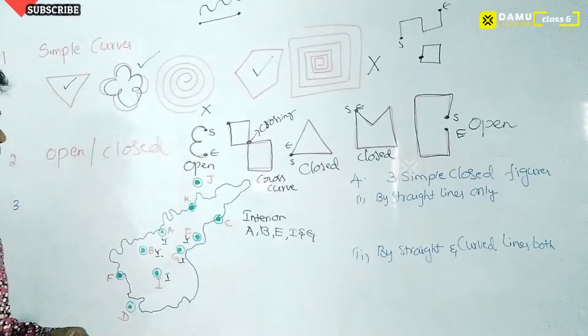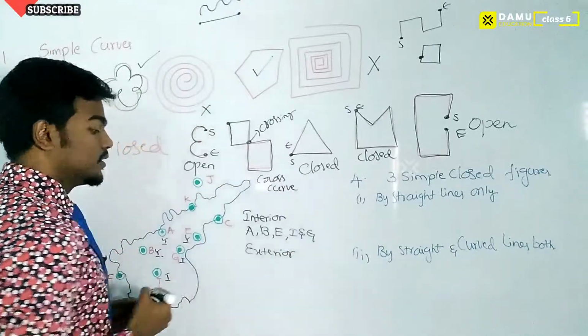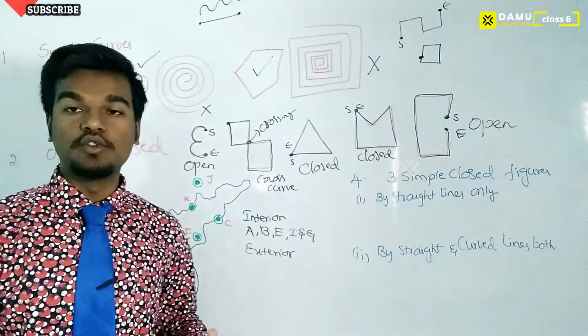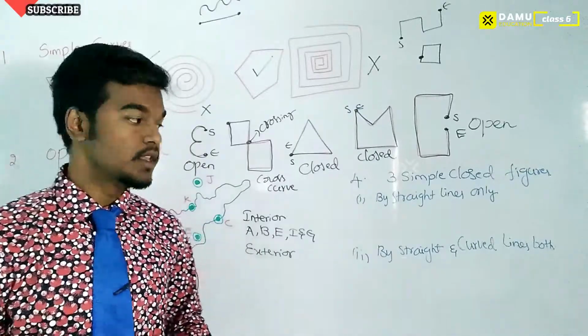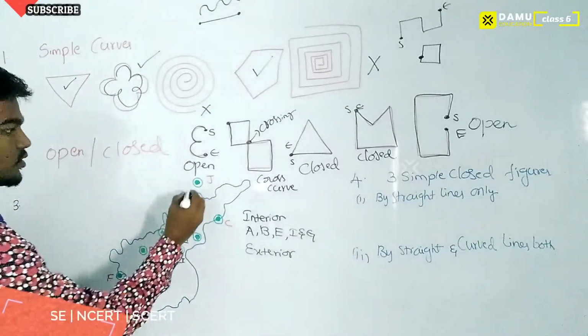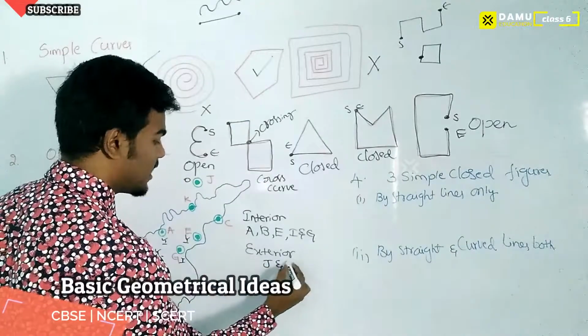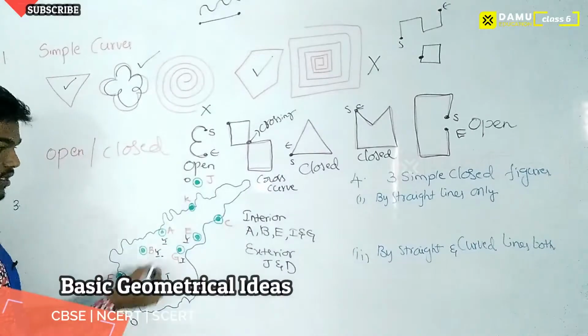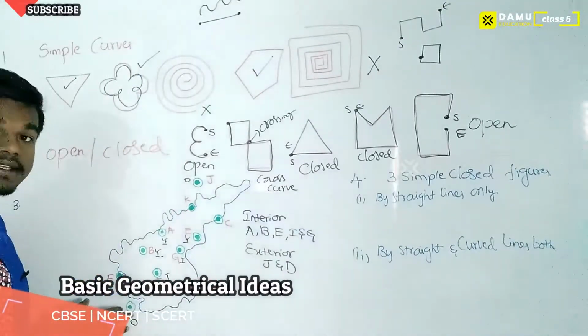Then what are the external points, that is, the exterior points? Exterior and external both mean outside the location, outside the place, outside the region. So what are the points which are outside? Here J and D, here and here. These two points are outside of the given region.